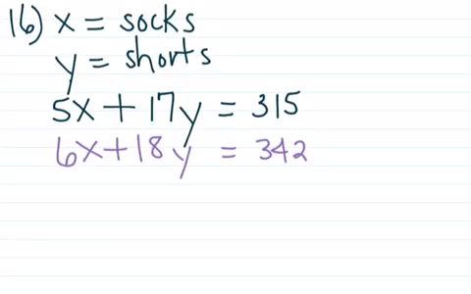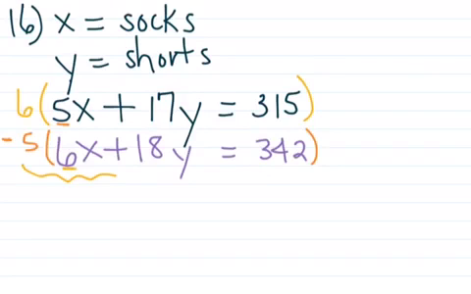You can eliminate either letter. I would typically eliminate X because the number is smaller. That's the only reason I would pick it. Based on what we've done in the past, the first equation needs to be multiplied by the coefficient of this X, which would be 6. The second equation needs to be multiplied by the coefficient of this X, which is 5. But if you notice, these are both positive, so one of them has to be negative. Which one? It doesn't matter, just make one of them negative. So I'm making the second one negative.